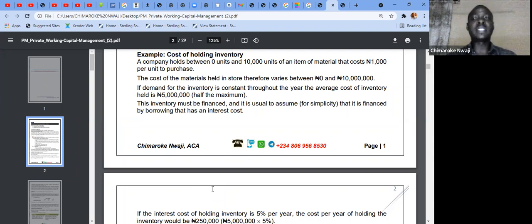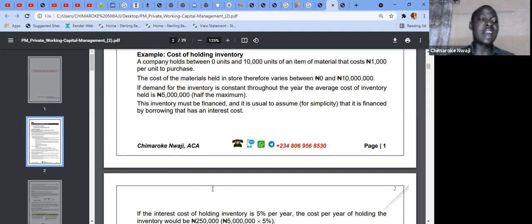The cost of the materials held in the store will therefore vary between 0 naira when they have 0 stock and 10 million naira when you are valuing them at 1,000 naira each. If the demand for the inventory is constant throughout the year, that means what customer is demanding is fairly constant, it's average. That means the average cost of the inventory will be half of the maximum stock. So half of the maximum stock is the average.